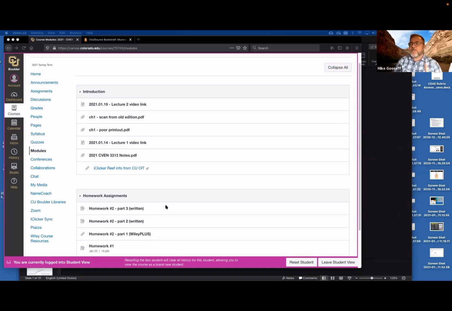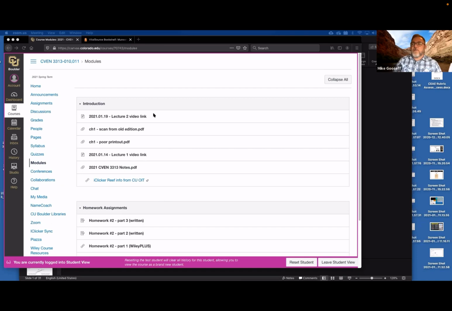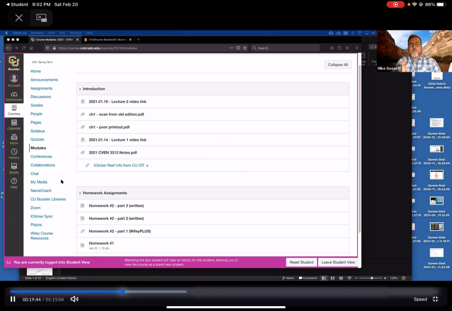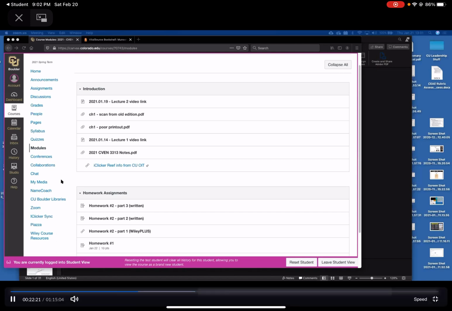Elizabeth, I'll get to you in just a second. Let me just go over so everything here in the introduction I've left as it was before. So we've got the notes, the original link to all the notes. We've got the lecture 1 video, that poor printout from the textbook I tried to give you guys, the scan of the 2 ways of purchasing to get our access code from the bookstore.